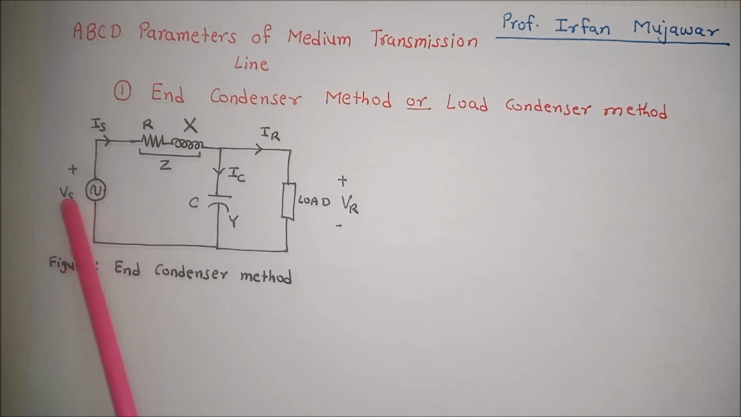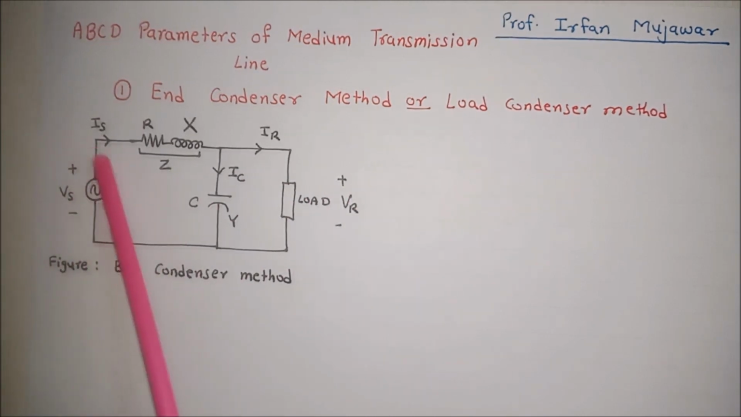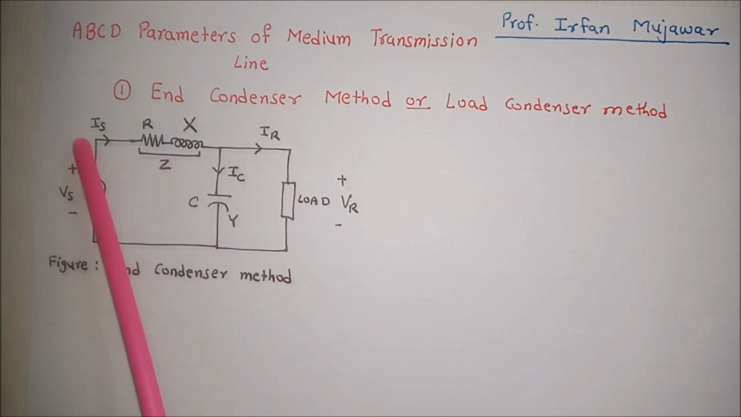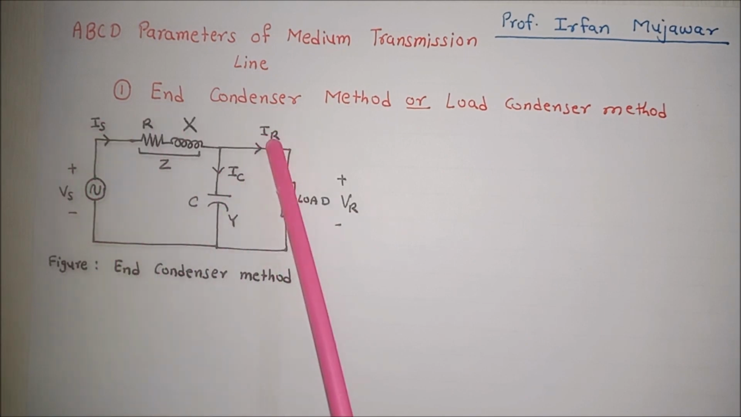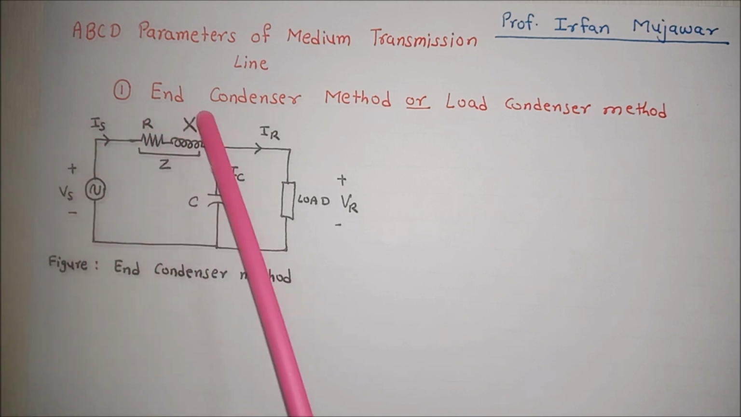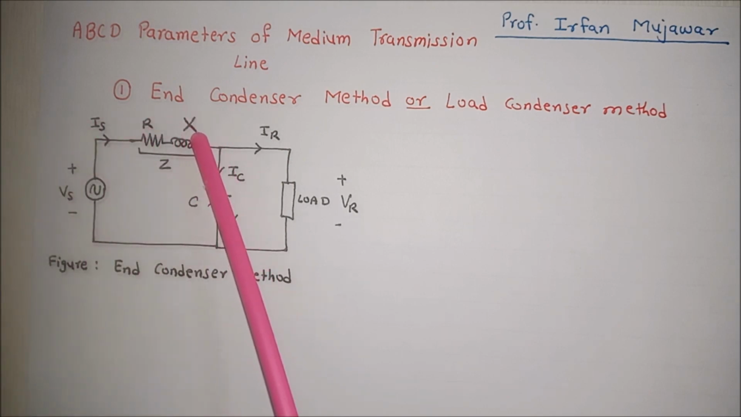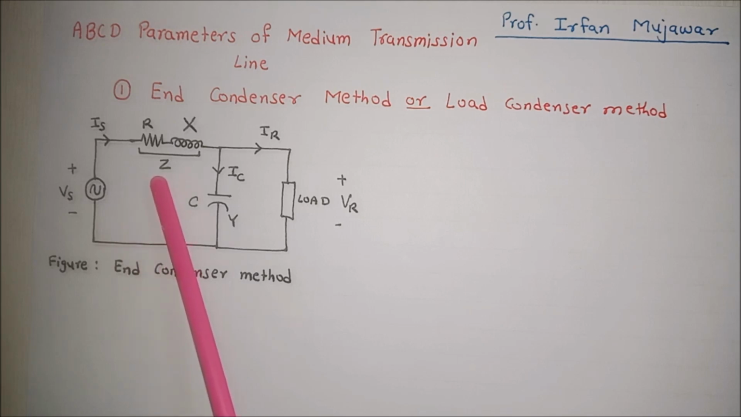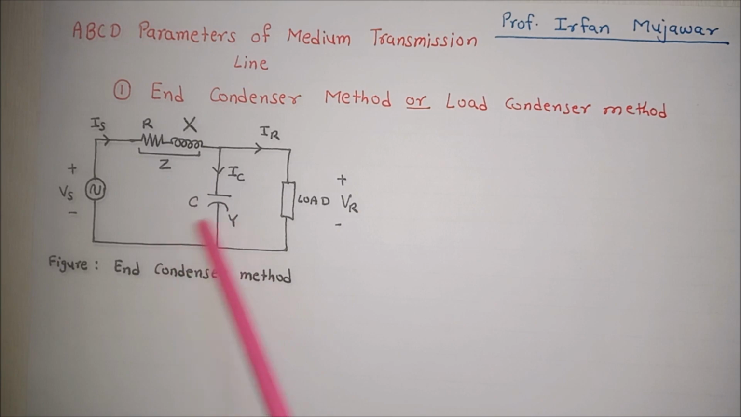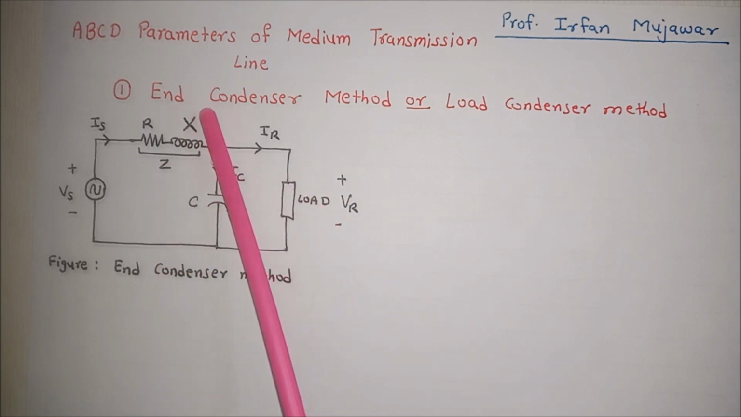This is the per phase sending end voltage Vs, this is the per phase receiving end voltage Vr. Is, Ir, Ic are the per phase currents of sending end, receiving end, and the current flowing through the capacitor respectively. R and X are resistance and inductive reactance per phase. Z is the total series impedance of the transmission line. Now we are assuming capacitance to be located near the end at the load. Therefore, this method is known as end condenser method or load condenser method.